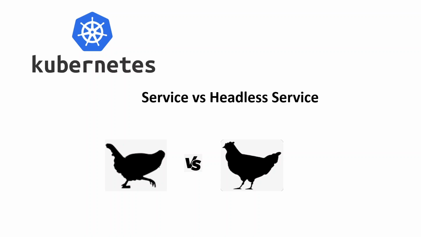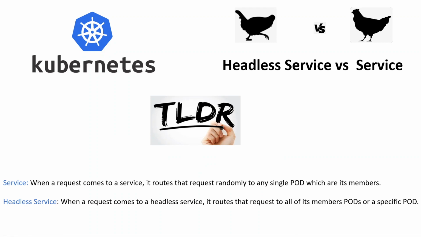In this video, I'm going to explain the difference between a service and a headless service in Kubernetes. If you are in a hurry and just want a one-liner difference between the two types of services in Kubernetes, here it is. So, what is a service? When a request comes to a service, it routes that request randomly to any single pod which is one of its members. Whereas in case of a headless service, when a request comes to it, it routes that request to all of its member pods or a specific pod.